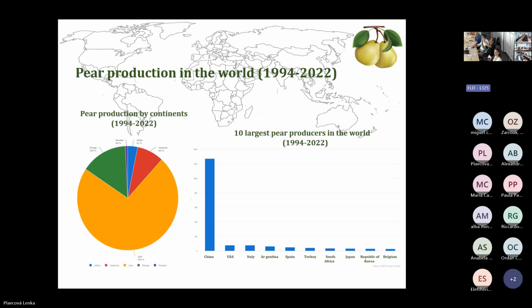Pear is a very important fruit species in the world. It is a worldwide fruit species, and it is in the apple group. It is immediately after apple, with production that exceeded 23 million tons per year. The biggest producer is Asia, with 70% of total world production of pear, and in Europe we produce only about 14-15% of total world production. Among countries, China is the largest producer, followed by USA, Italy, Argentina, Spain, Turkey, South Africa, Japan, Republic of Korea, and Belgium.